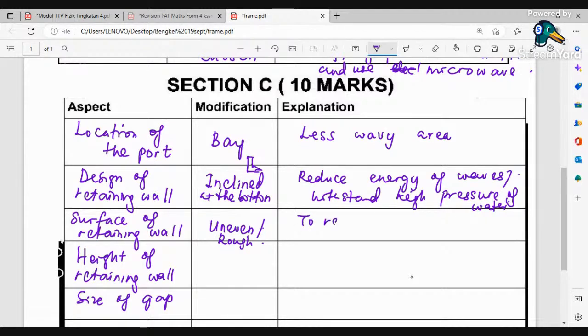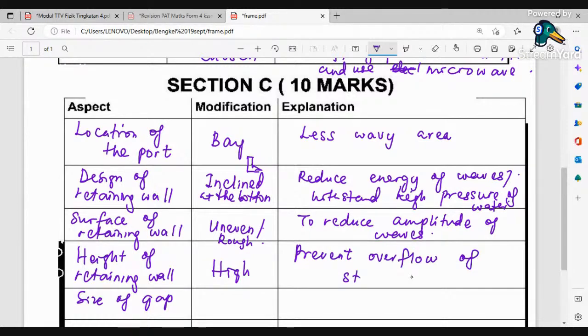This one also same, to reduce amplitude of wave due to energy loss, because this one is uneven and rough. So reduce amplitude of waves. Height of retaining wall should be high, to prevent overflow of strong waves. Okay, strong waves normally are high, so if the retaining wall is too short, the strong wave can also reach the port.